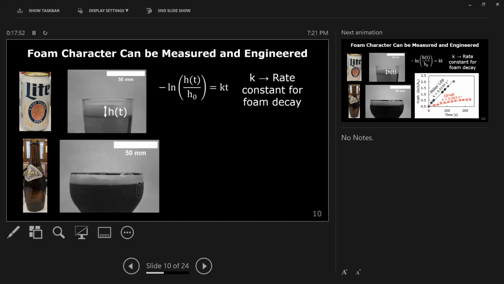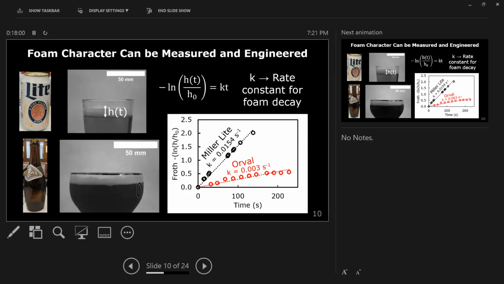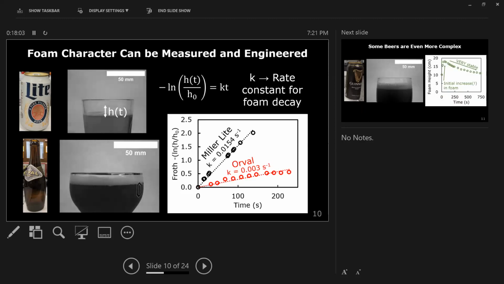It's how fast the foam is decaying, right? So a large number means it's decaying fast. A small number means it's decaying more slowly. And you can measure these things and you can get a measurable difference between Miller Lite and Orval, right? So Orval, which is a very wonderful Belgian beer, has a very small rate constant compared to Miller Lite.